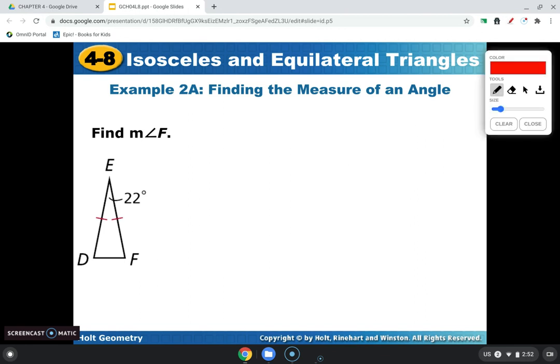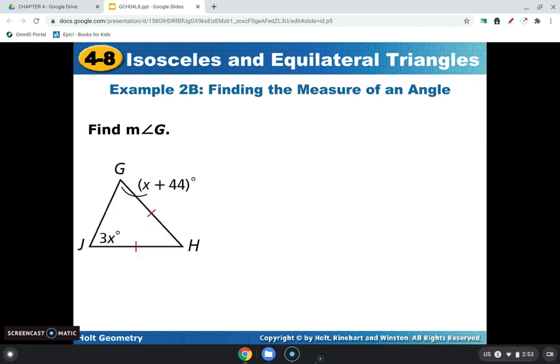Find the measure of angle F. Well, this is an isosceles triangle, so we would take 180 minus 22, and then we would divide that by 2, since those would have to be the same, which means both D and E would be 79 for an isosceles triangle.